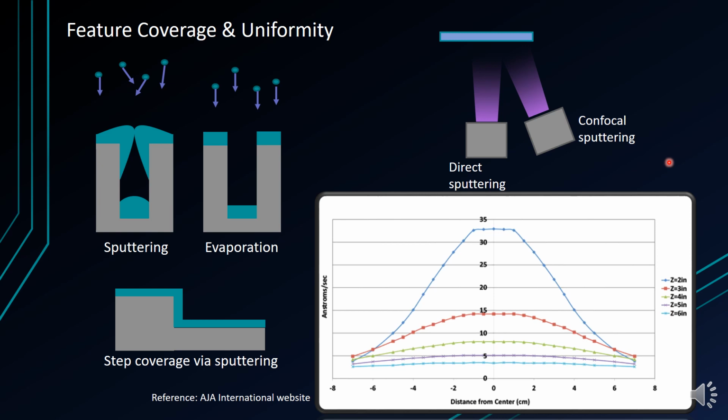But by tilting the guns and moving them far away from the substrate, a 2-inch gun can achieve better than 5% uniformity across a 6-inch wafer. In our dielectric system, there is one central 3-inch gun for direct sputtering. You can move the substrate close to this gun to achieve much higher deposition rates for small substrates.